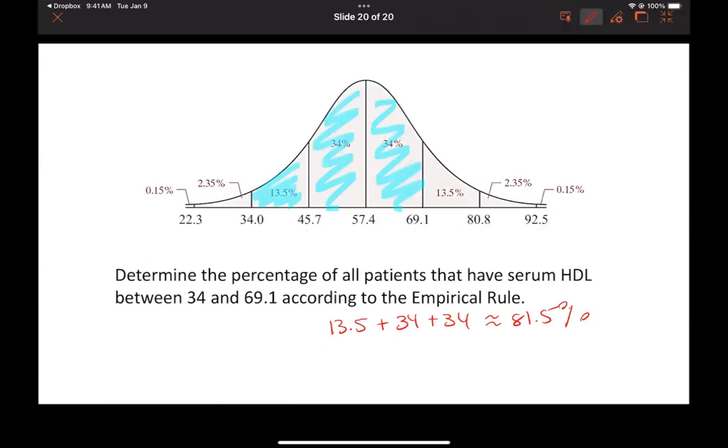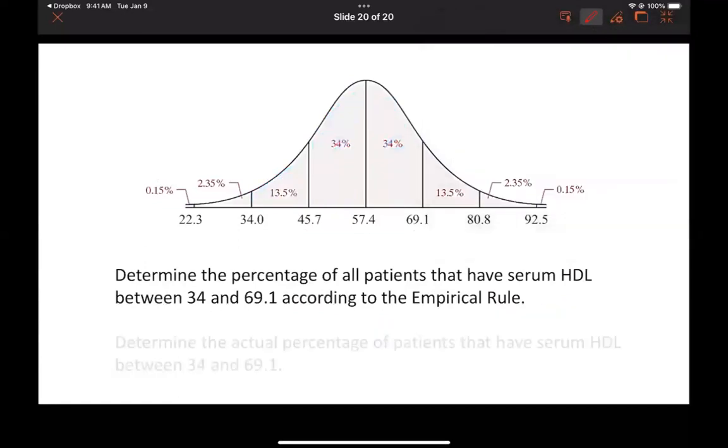So a word of caution before I ask you for questions. This is our last slide. A word of caution. Don't forget this 0.015 at the end. Do not forget those. They are on each end. Both of those are the values that are greater than 3 standard deviations away. So those are way out in the tails. Don't forget those. So make sure when you draw your diagram that you have those in there.